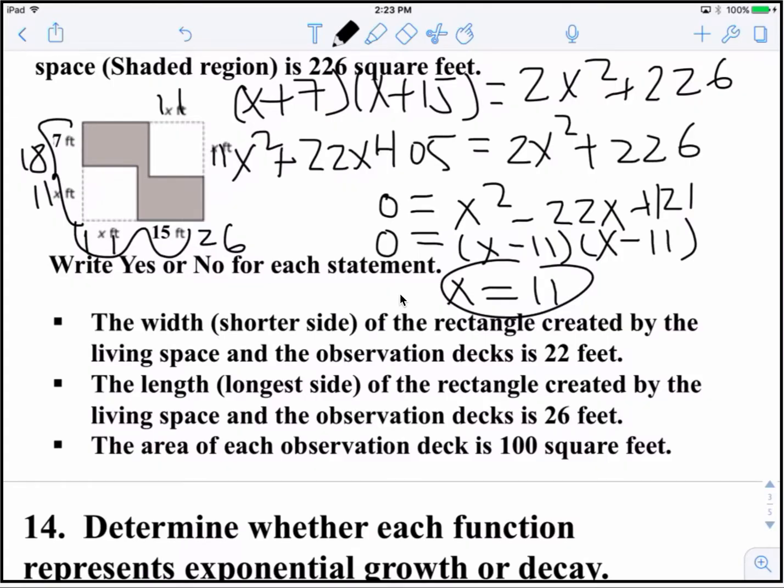The width, the shortest side of the rectangle created by the living space and the observation deck, is 22 feet. So this is false. The longest side of the rectangle created by the living space and the observation deck is 26 feet. So this is true. The area of each observation deck is 100 square feet. Well, if x is 11, then 11 times 11 is 121, and this is also 121. So this is also false.